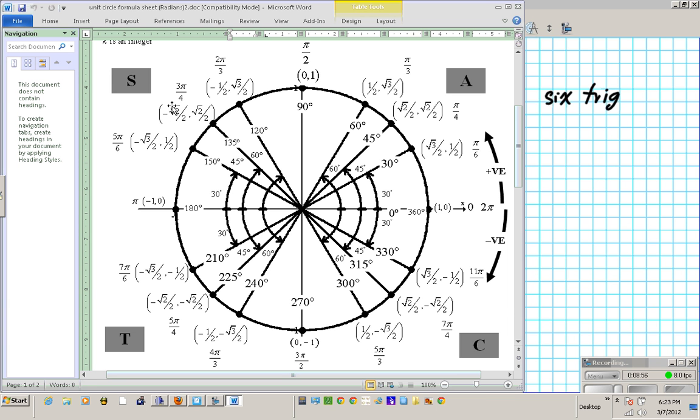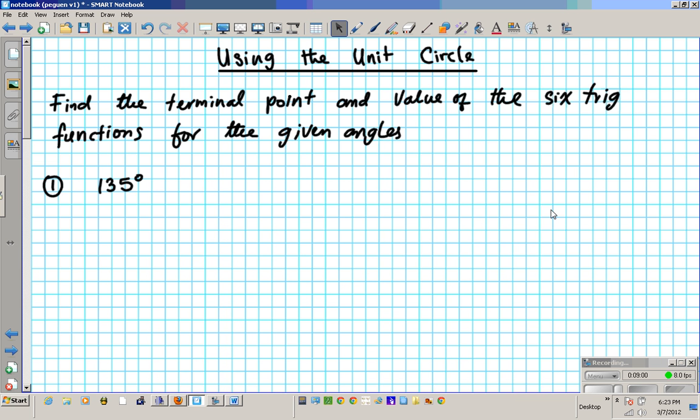So what I'm going to do is I'm going to extract the coordinates. Negative root 2 over 2 and root 2 over 2, okay? So 135 is (negative root 2 over 2, root 2 over 2). Now, we need to label the coordinates. This is x and this is y, and we're going to use a formula to determine what all the 6 trig functions are, okay?